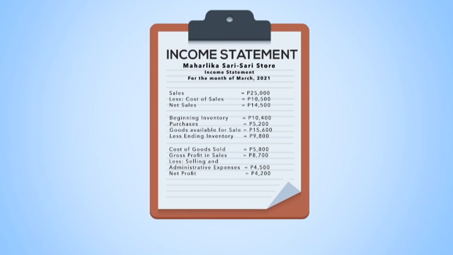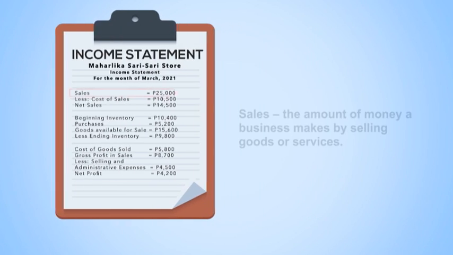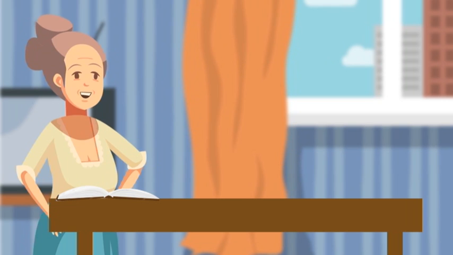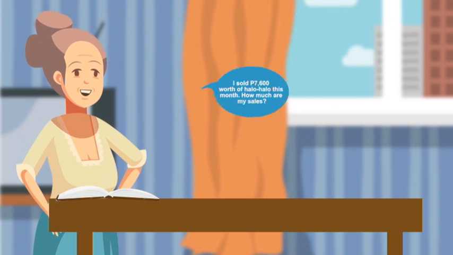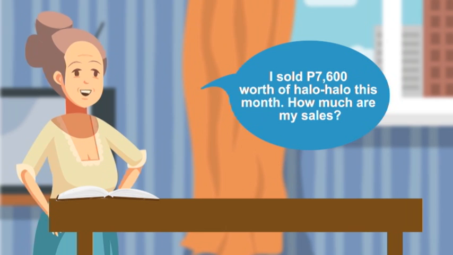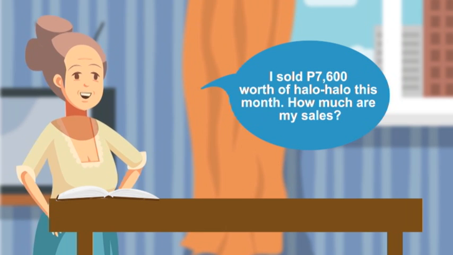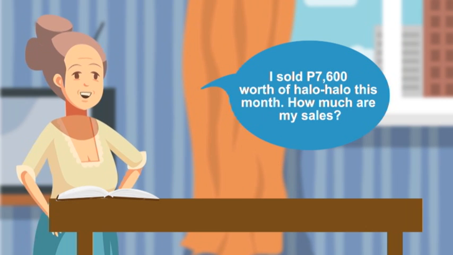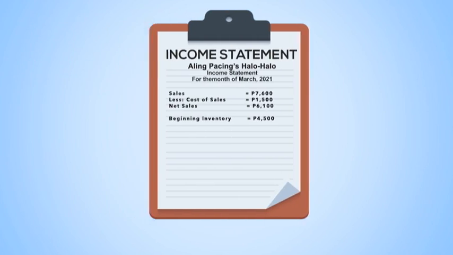To be able to prepare an income or financial statement, study the meaning of the following terms. Sales is the amount of money a business makes by selling goods or services. For example, Pasing sells halo-halo. If in a month, she sold 7,600 pesos worth of halo-halo, how much are her sales for the month? If you answered 7,600 pesos, you are correct.